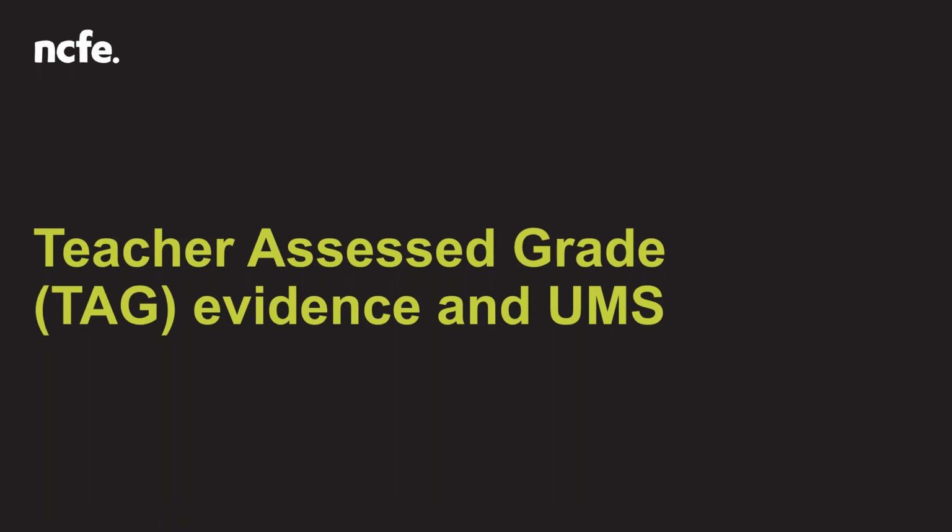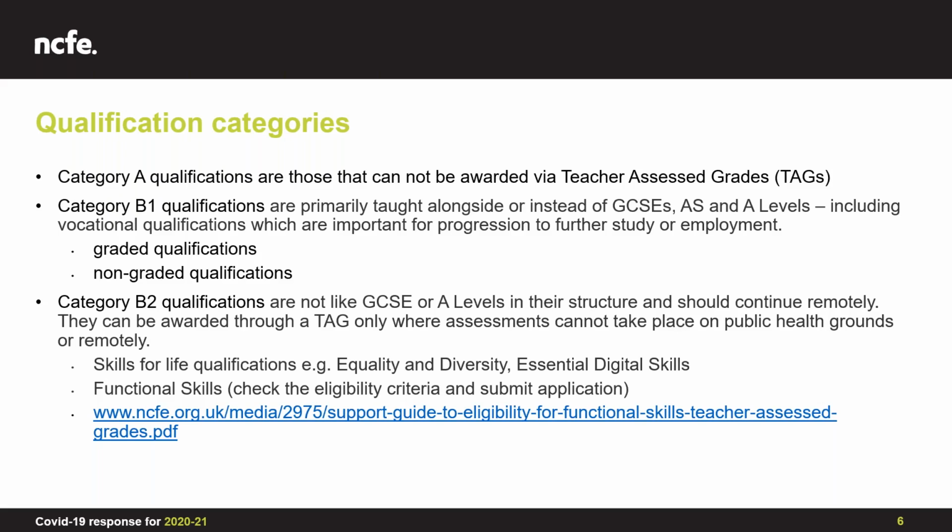We will now look at the evidence requirements and how any UMS calculations, if applicable, will work. First though, there are different qualification categories that I'll be referring to during this webinar. Category A qualifications are the easiest to address, as those qualifications can't have tags submitted and must be completed as standard.